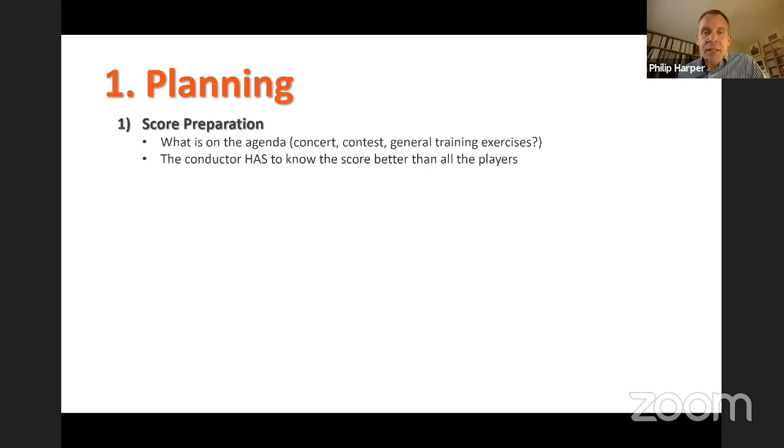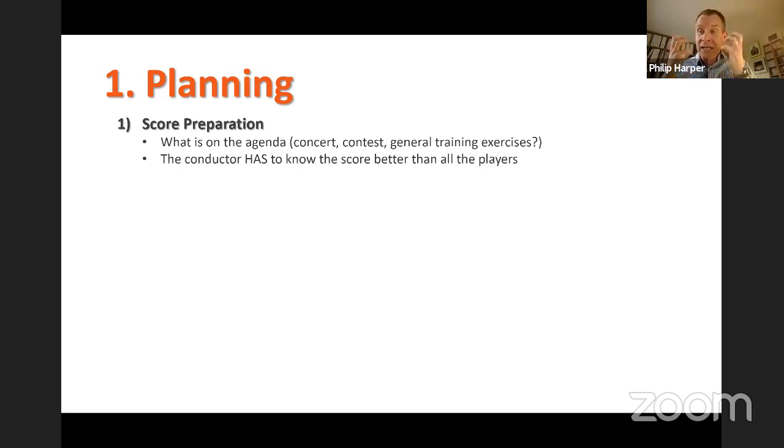Right, so yeah, score preparation. Whatever music you're working on, you as a conductor will have a score which shows you what everyone is supposed to be playing. It depends what you've got on the agenda. Whether you're working for a concert, you might have several scores. If you're looking at a contest, you might have a single score with more detail on it. Or it may be that you're looking at doing some more general training exercises. If you've got a younger band or a less experienced band, you might do some warming up exercises or some drilling or hymn tunes or something like that.